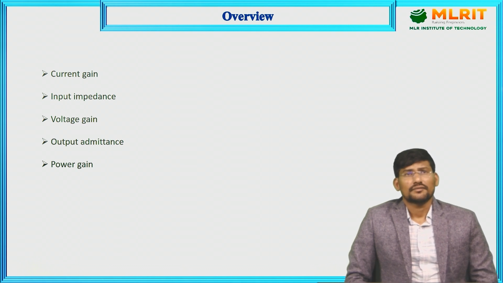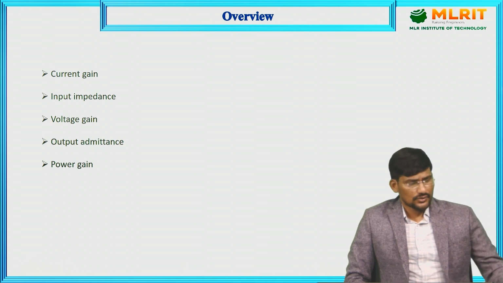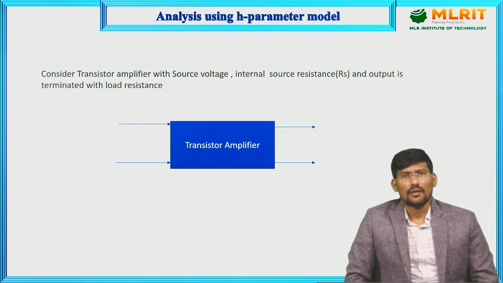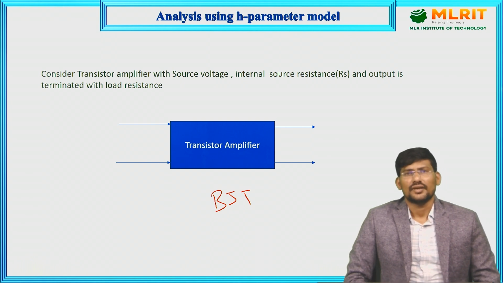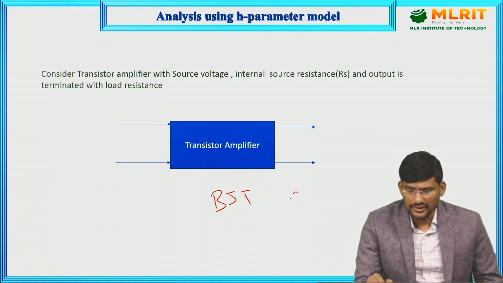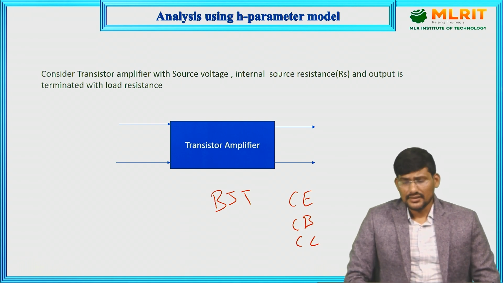What we will learn from this lecture is how to derive the current gain, input impedance, voltage gain, output admittance, and power gain of a transistor amplifier circuit. We know an amplifier is an electronic circuit used to increase the signal strength, and it can be designed with a BJT, bipolar junction transistor. There are three different configurations for BJT: CE, CB, and CC configuration. We will discuss these amplifiers in the coming lectures.